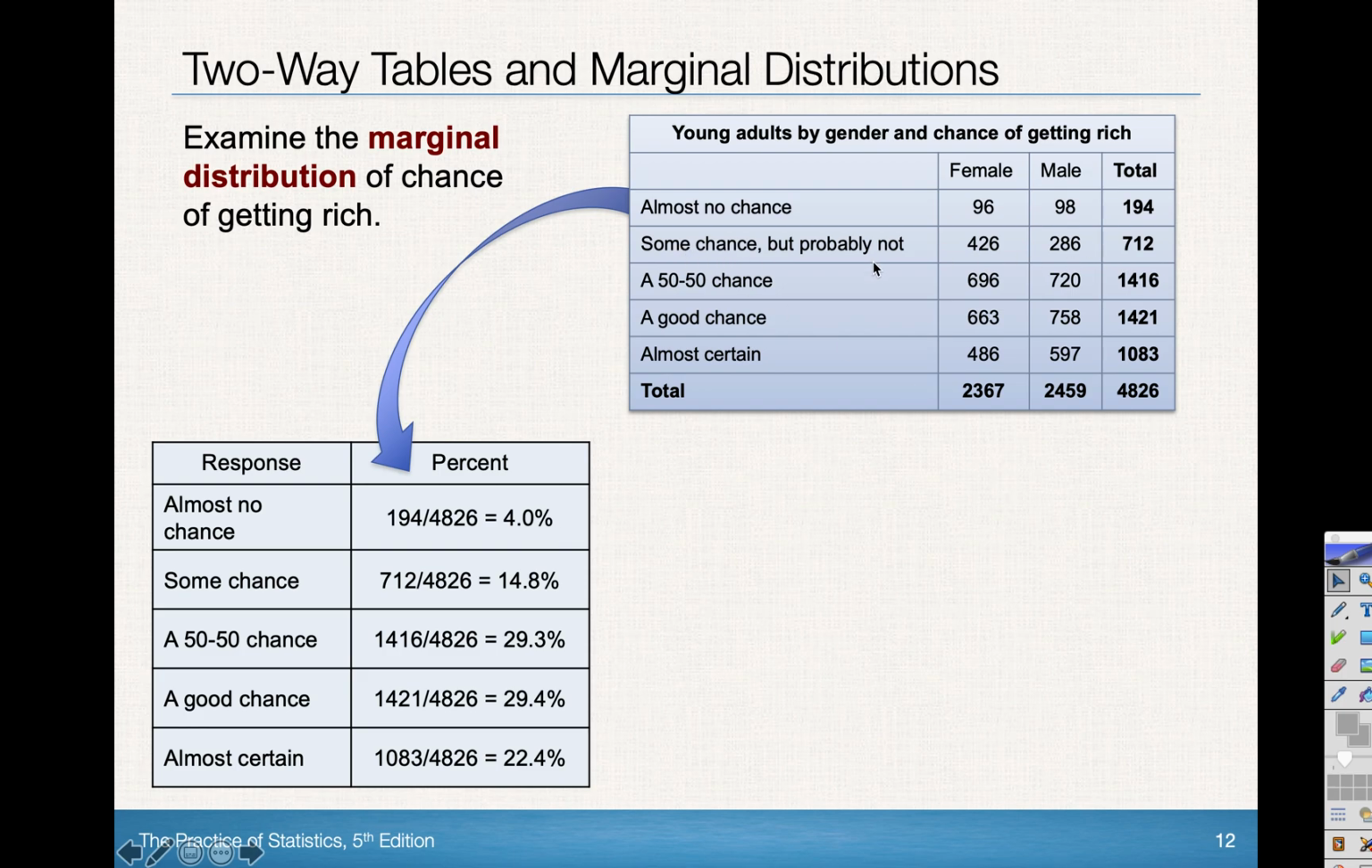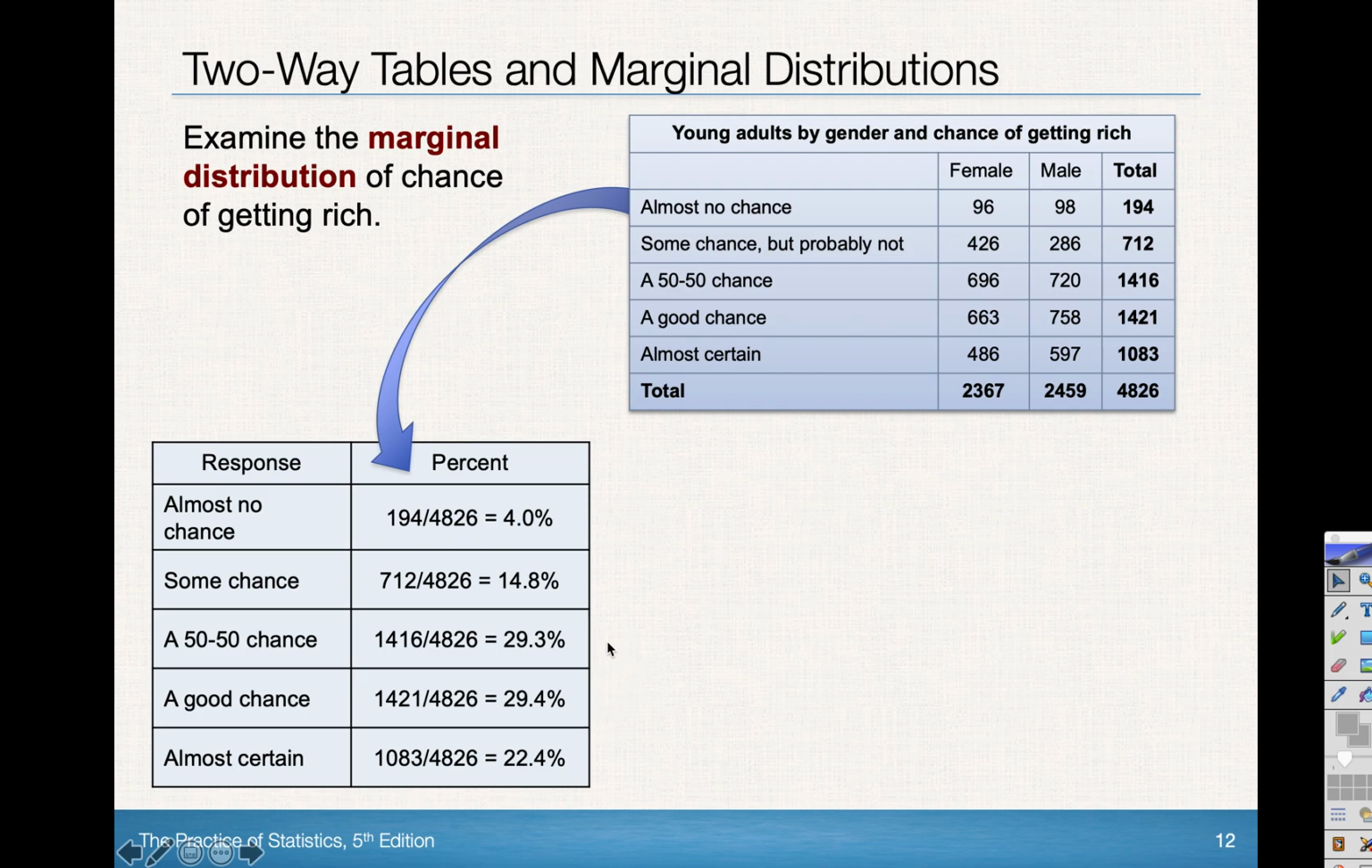And we can do that for every single category or outcome in this categorical variable. And the variable is chance of getting rich. So we look at each marginal distribution, and this allows us to analyze it. Now, instead of looking at just counts, I can say, okay, most people thought there was either a 50-50 chance or a good chance, right? There's almost 60% of the people in this area.